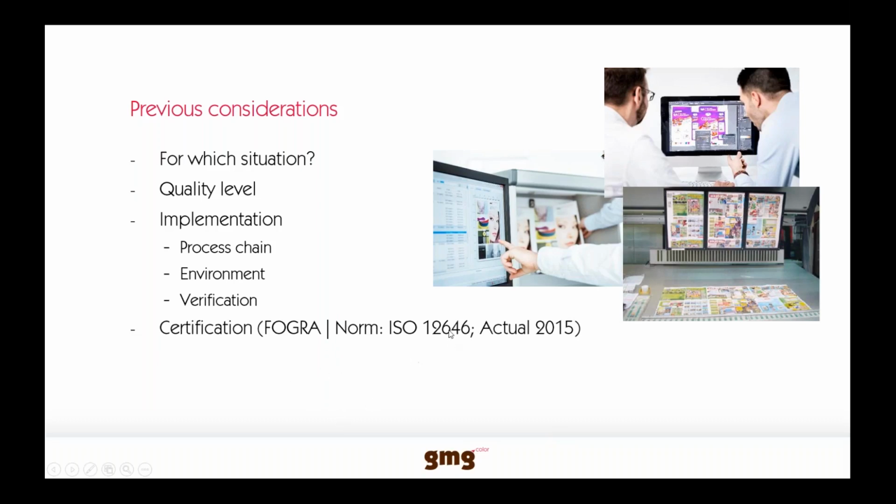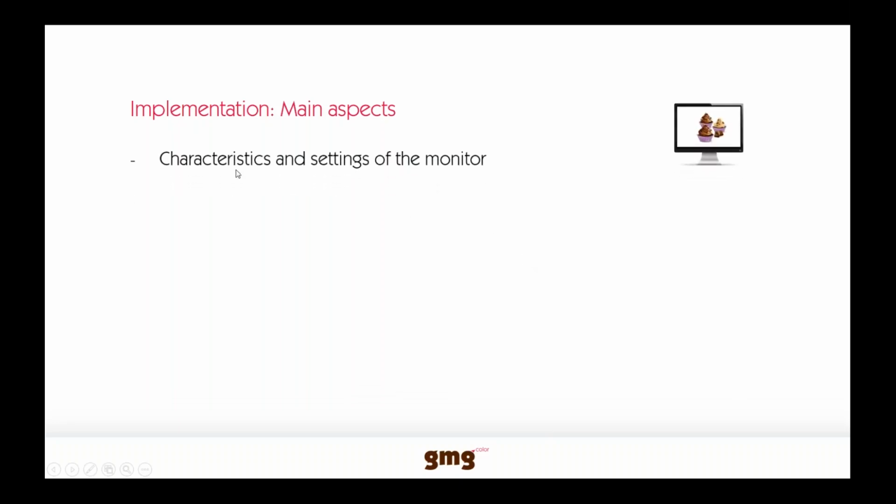There is also ISO norm 12646 in the actual version 2015. So those are considerations when you first think about soft-proofing, and you say, okay, yes, I want to have a good monitor, and I want to make those in-between adjustments, maybe not with a hard copy proof anymore. Then first you have to think about the characteristics and settings of the monitor.